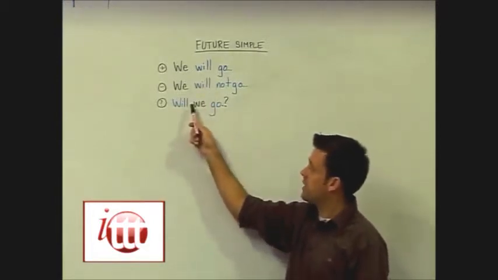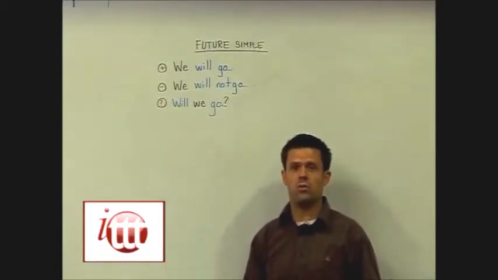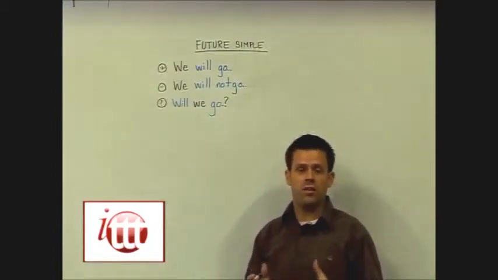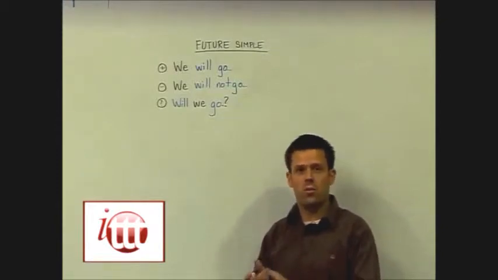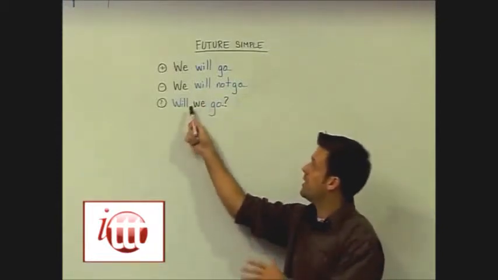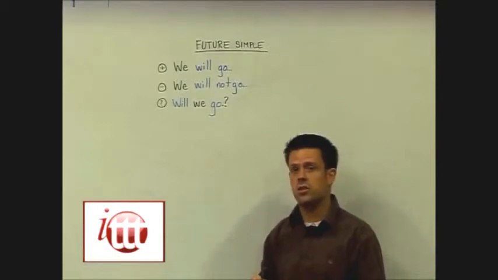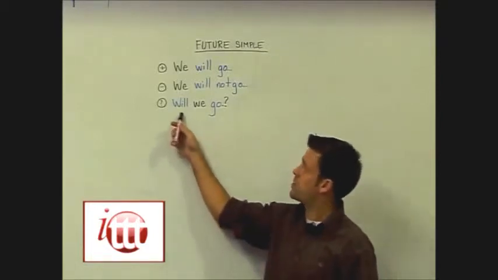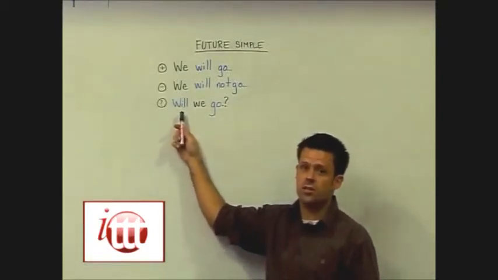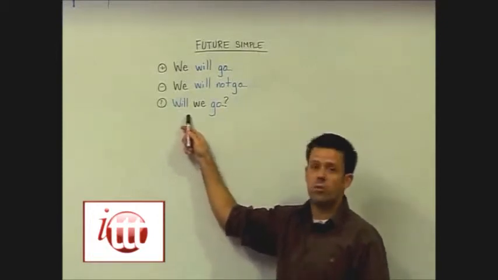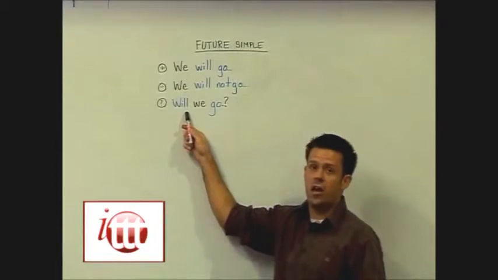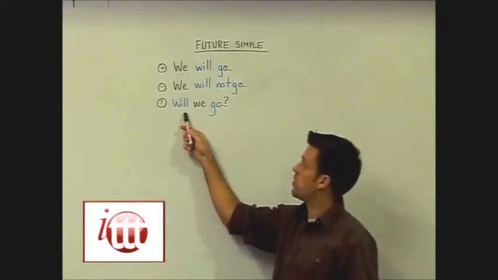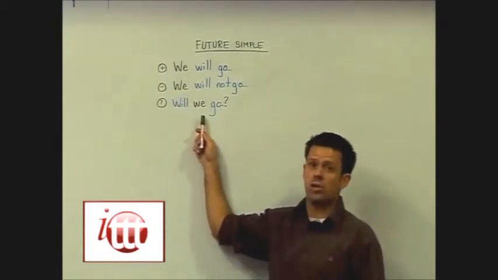Will can often be substituted with other modal verbs. This would indicate varying levels of certainty. We could substitute the words might or may for will in this context. Additionally, for questions, especially when making suggestions and in more formal situations, we may substitute the word shall for will. This would result in a question such as, shall we go?